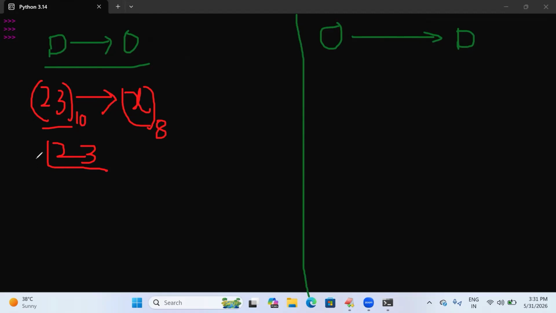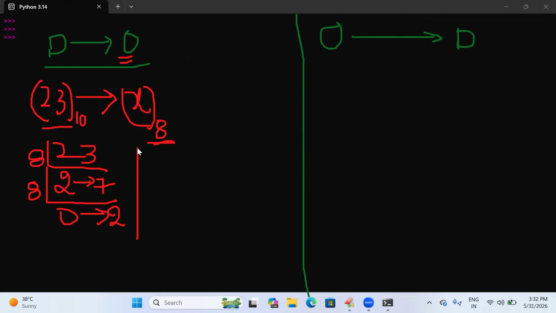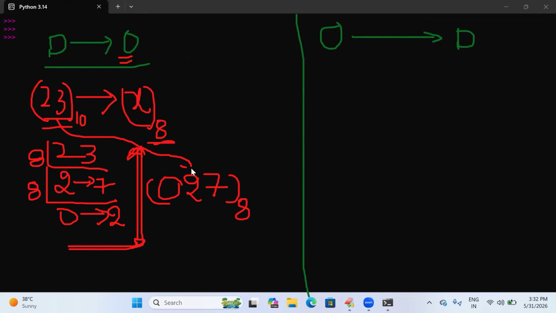For 23, we divide. The base is 8, right? That is the reason we have to divide by 8 only. So 8 twos are 16 and the remainder is 7. Next, we have to take 8 only because this is the octal number system, right? So 8 zeros are 0 and the remainder is 2. So the division is done. We have to take the digits from bottom to up direction, including this value also. So let's see: 0, 2, 7 of base 8, right? So this decimal number 23 has been converted into the base 8 octal number.